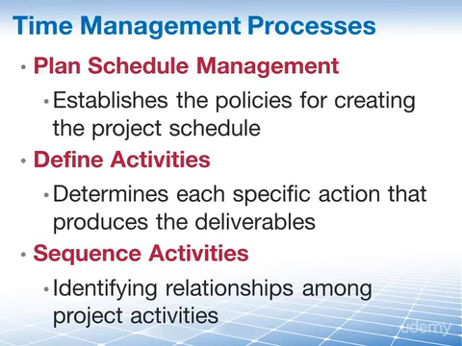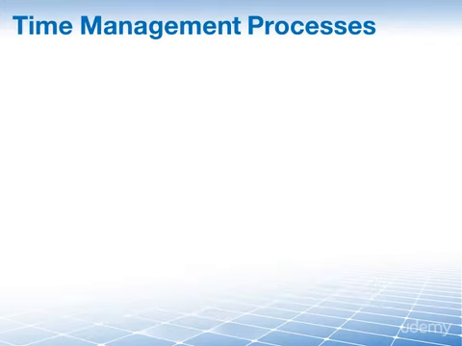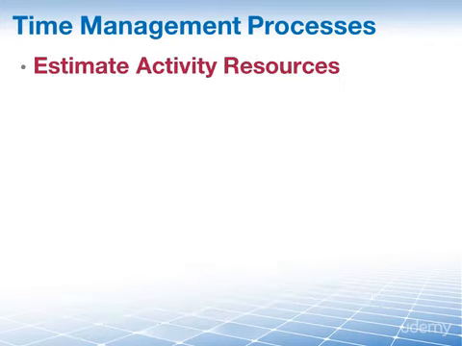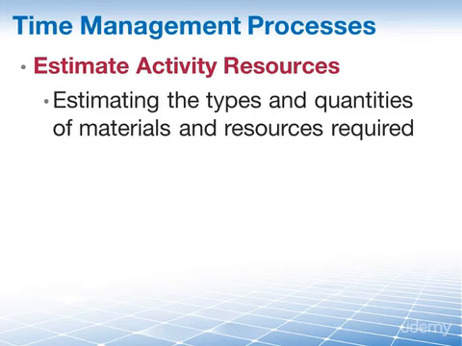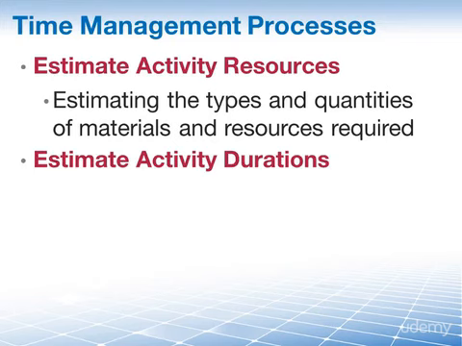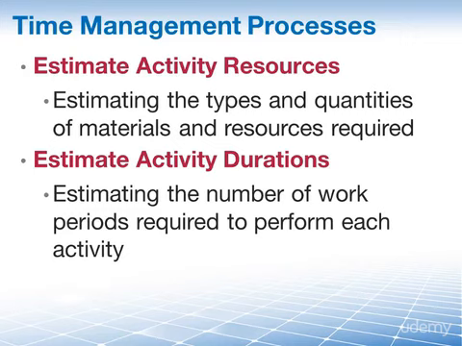But who's going to do it? What do we need to use for all of these activities? And how long is it going to take us? Well, this is what the next 2 processes are all about. Estimate activity resources. That's the process of estimating the type and quantities of materials, human resources, equipment, or supplies that are required to perform each activity. And then estimate activity durations. That is the process of estimating the number of work periods needed to complete individual activities with estimated resources.